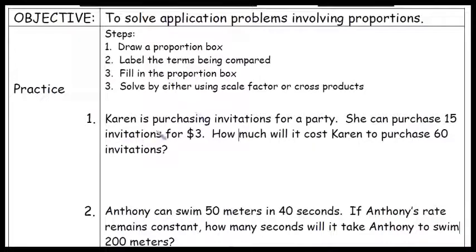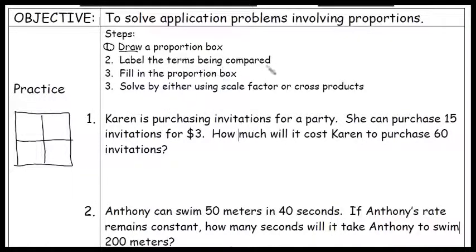The first problem says Karen is purchasing invitations for a party. She can purchase 15 invitations for $3. How much will it cost Karen to purchase 60 invitations? The first step is to draw a proportion box. And a proportion box looks like this. I'm going to draw it here on the side. It's a square, kind of. And you're going to split it into 4 equal parts. That's your proportion box.